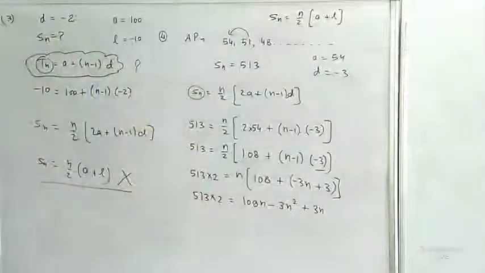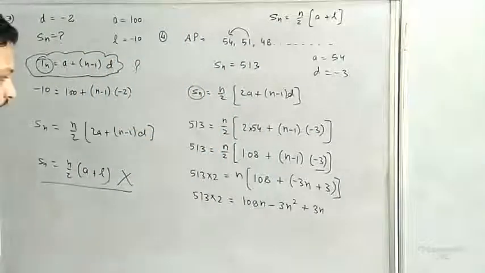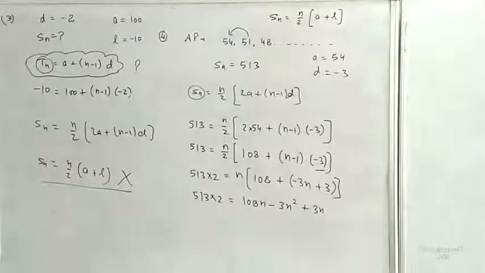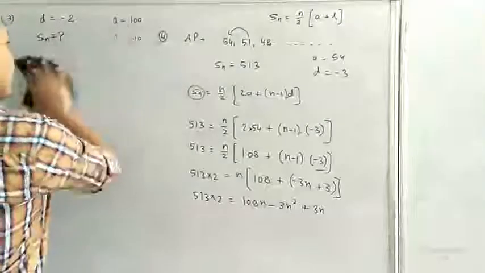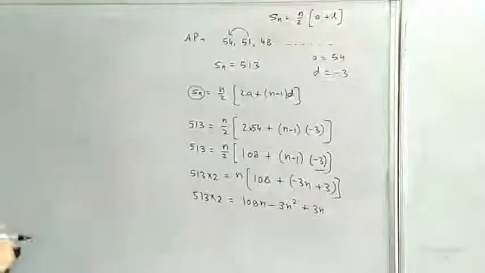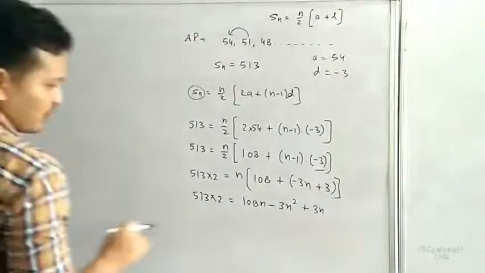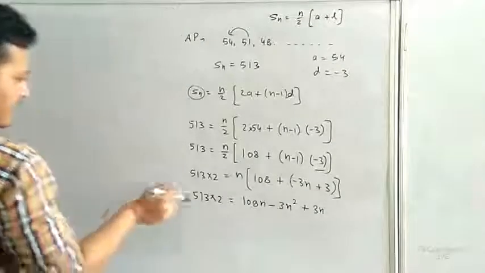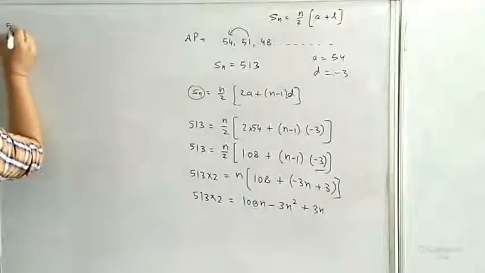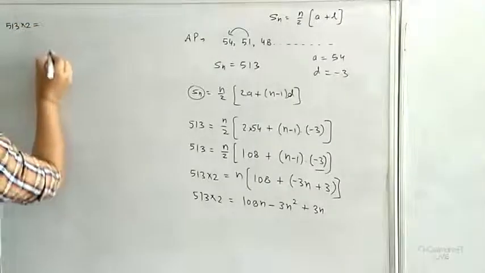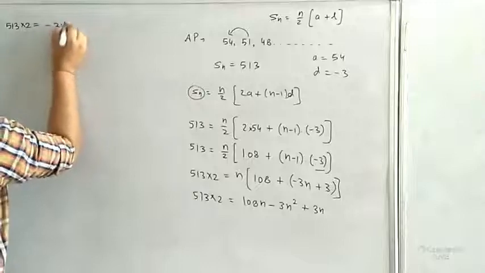So this is in the form of a quadratic equation, and as you know, you are the expert, you are the genius at how to solve the quadratic equation. So we can calculate it here. First of all, this is 513 into 2 is equal to minus 3n square.